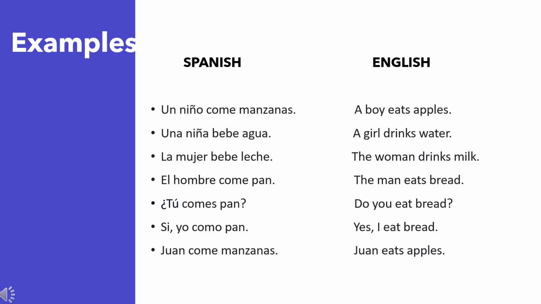Yo means I, como means eat, pan means bread, and sí means yes. So, sí, yo como pan.